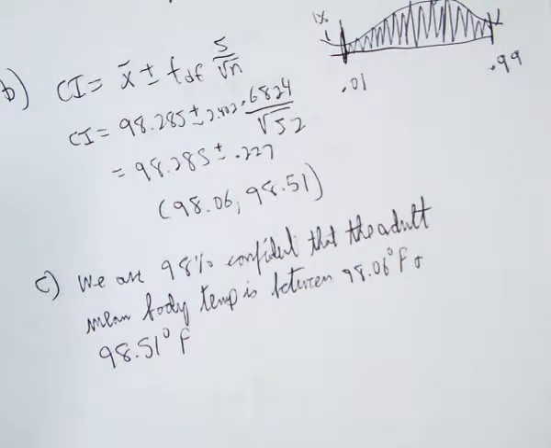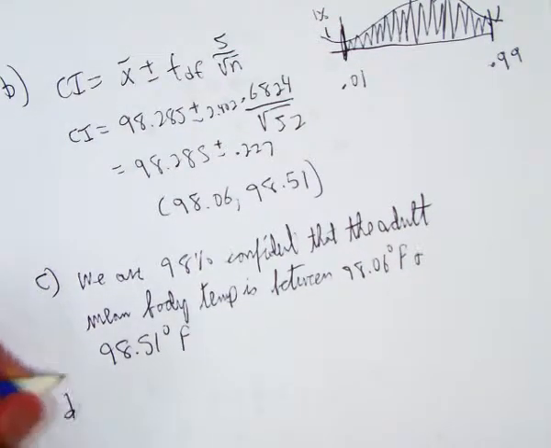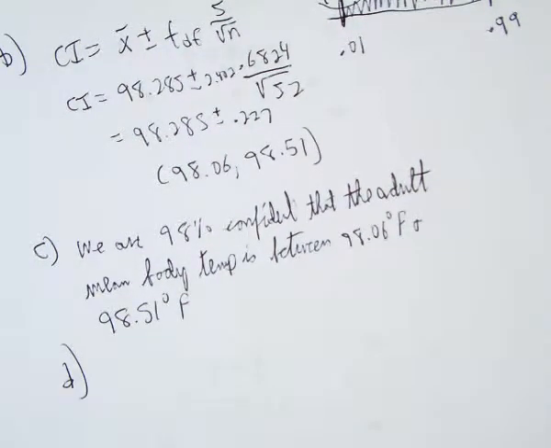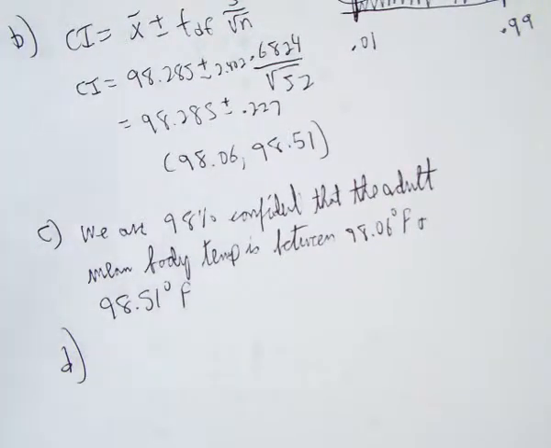And then it explains what does 98% confidence mean. 98% confidence, what that means, 98% of all random samples of size 52 will produce intervals that contain the true mean body temperature of adults. Okay, so if we were to do 100 samples of 52 random samples, we'd expect about 98 of them to contain the true mean body temperature of all adults. That's what the general definition of a 98% confidence interval is.